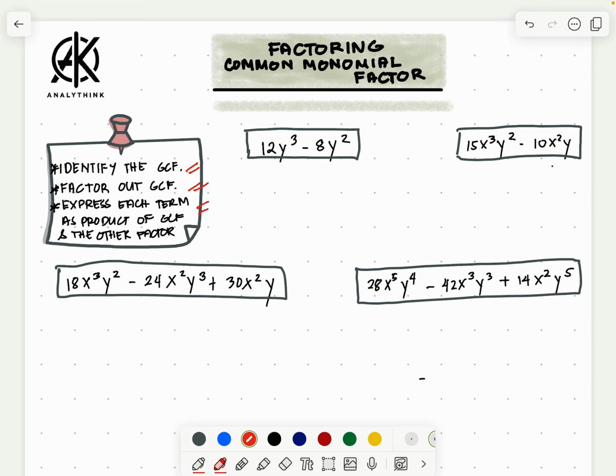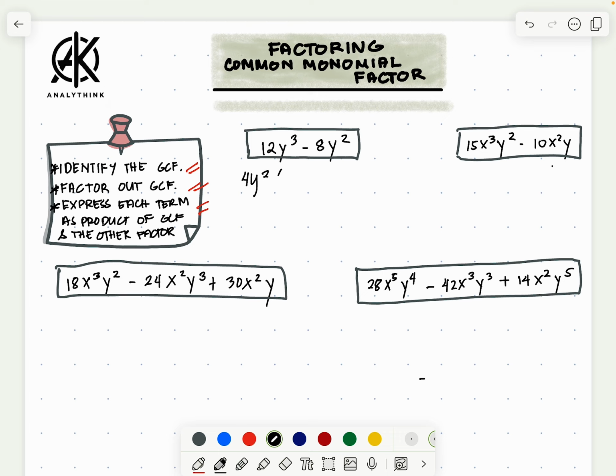So let's have an example. Let's say you're asked to factor 12y cubed minus 8y squared. Looking at the terms, their GCF would be 4y squared, because you can divide 12y cubed and 8y squared by 4y squared.